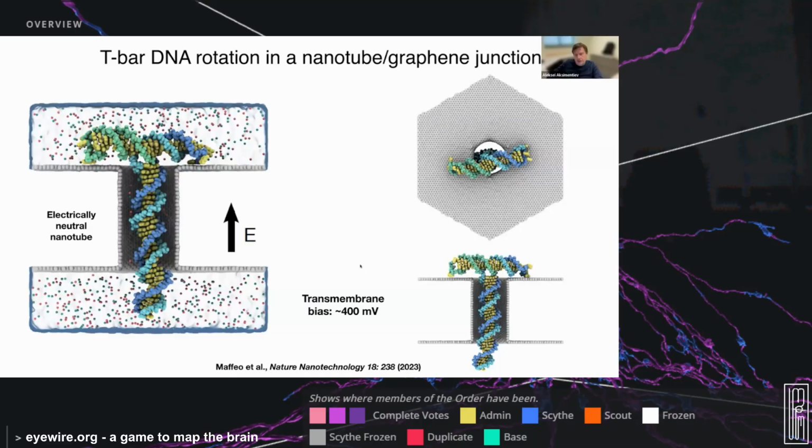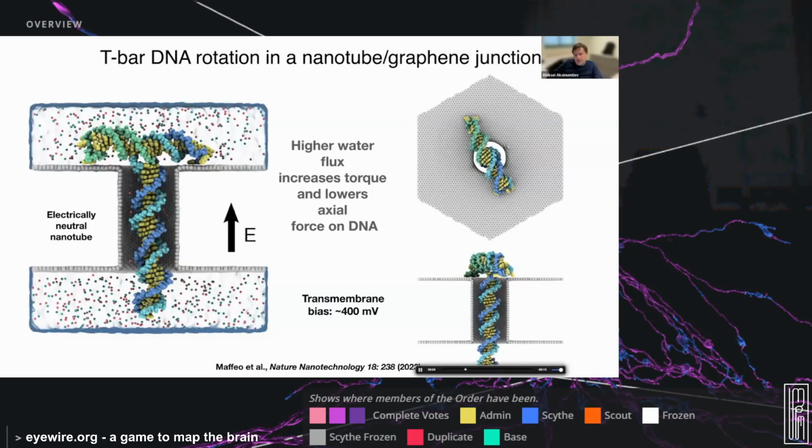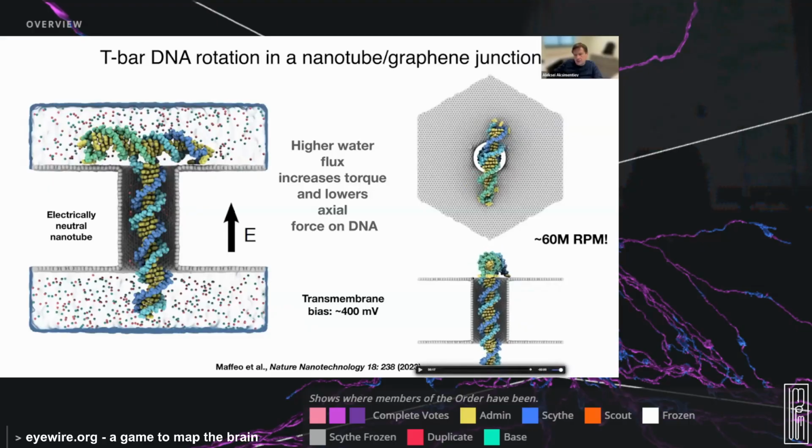So you'll see in this movie, when we apply an electric field, you can see how the DNA actually wants to leave, but it can't because it's tethered to the membrane by this hydrophobic attachment. And under 400 millivolts, we will get about 60 million RPM, still very, very fast.